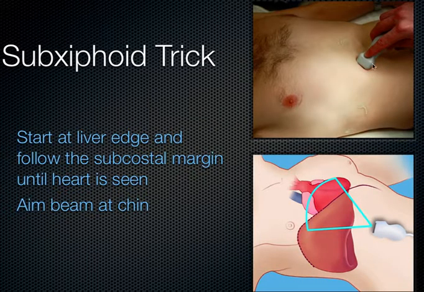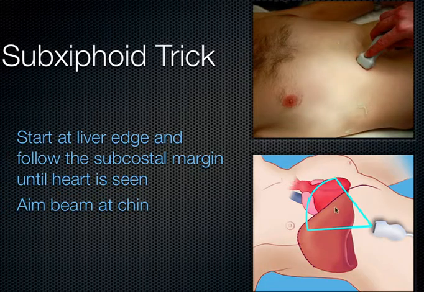So you start with the indicator to the patient's right, looking underneath the costal margin at the liver, using the liver as your window. Now, if you have a patient who's got a very small liver from drinking too much alcohol, you cannot obtain a decent subxiphoid view. But the trick is to look first over here at the liver and then slide the probe slowly right up into that subxiphoid notch, aiming the beam towards the chin.